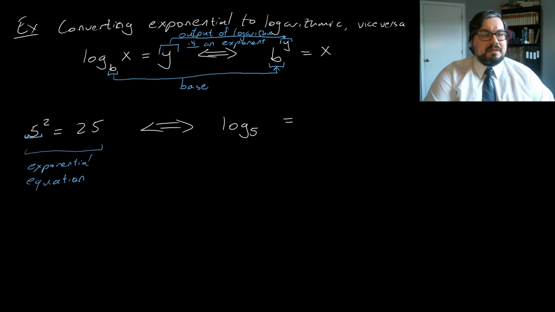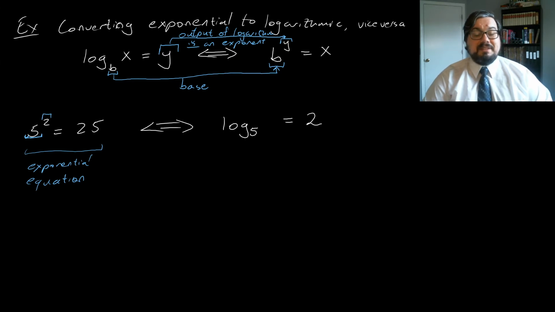Next, we say that the output of the logarithm is an exponent. The exponent of this exponential equation is 2, and therefore we get an output of 2 to this logarithm. Finally, the remaining piece is the 25. It's the output to the exponential function, but it's the input to the logarithmic function.